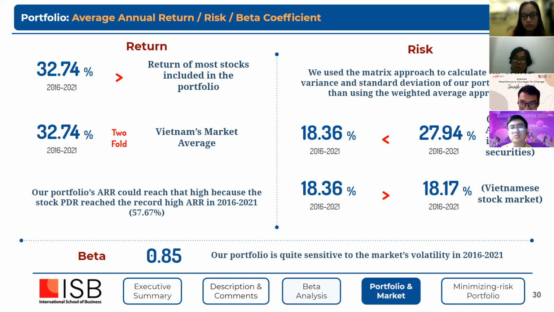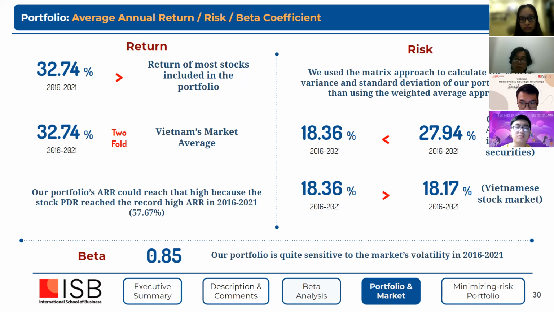An investor will bear a lower risk when he diversifies his investment among many securities rather than relying on one investment. Compared to each security separately, the portfolio has the healthiest volatility with the lowest standard deviation. Our portfolio standard deviation is even very close to that of the whole Vietnamese stock market, 18.17%, which would guarantee a super safe investment for investors.